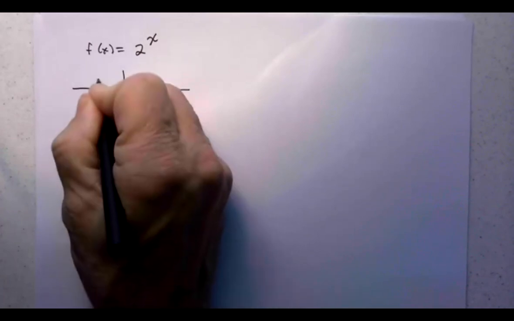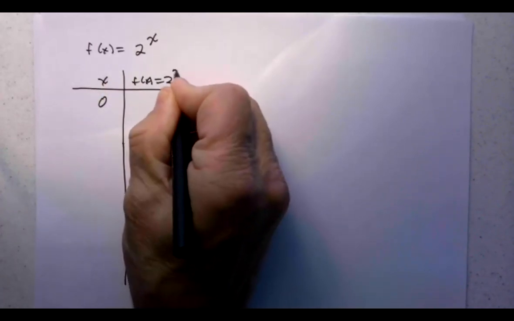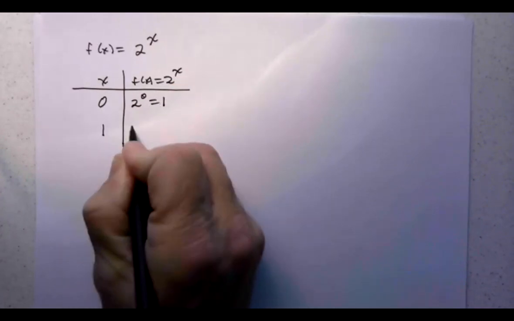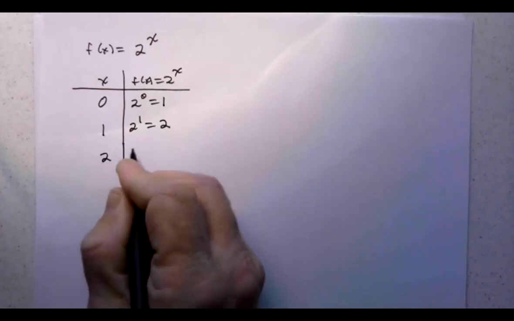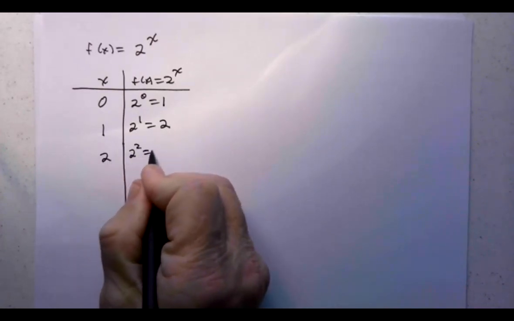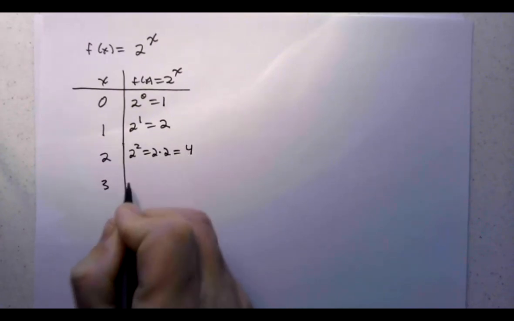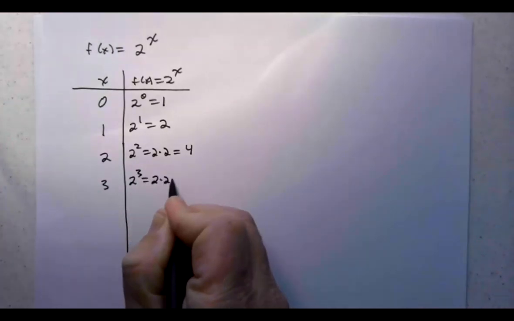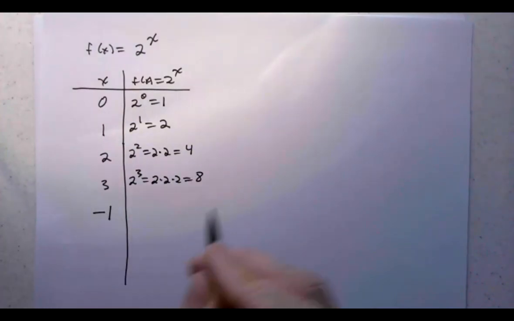If x is 0, f of x is 2 to the x, so 2 to the 0 is 1. If x is 1, 2 to the first is just 2. If x is 2, f of x is 2 to the second, which of course means 2 times 2, which is 4. If x is 3, f of x is 2 to the third, which means 2 times 2 times 2, which is 8. If x is negative 1, what is that?